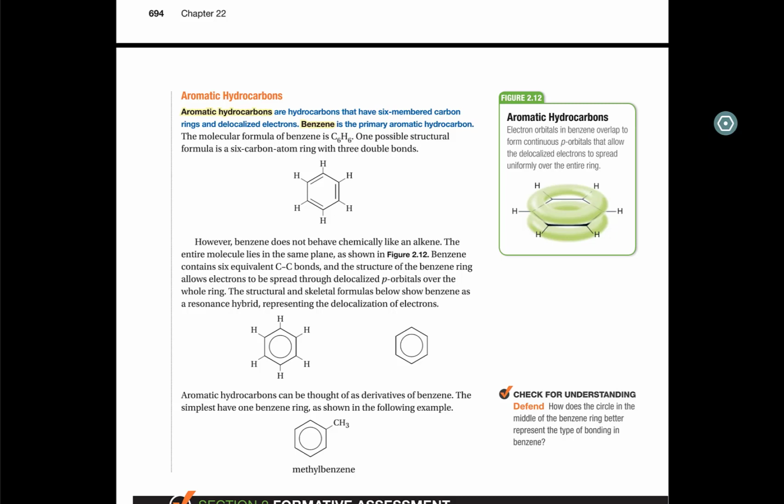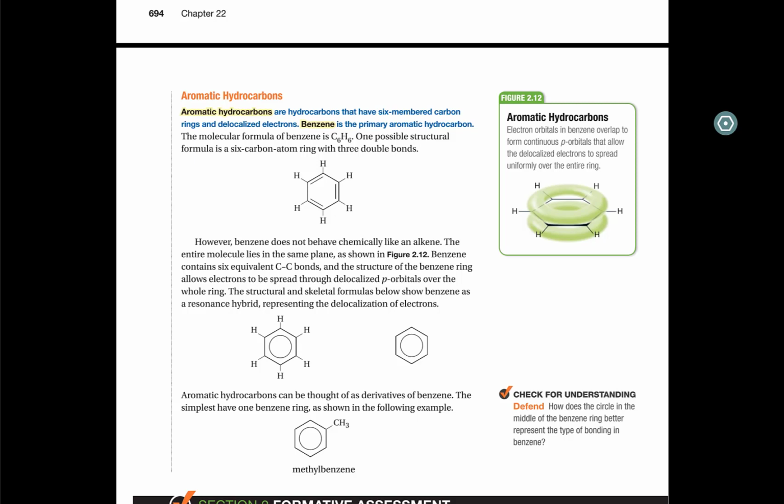We reach page 695. The last topic of this chapter is about the aromatic hydrocarbons. The definition of aromatic hydrocarbons is given at the top of the page. Aromatic hydrocarbons have 6-member carbon rings and delocalized electrons. Benzene is the primary aromatic hydrocarbon. So the base for all of the hydrocarbons comes from the benzene.